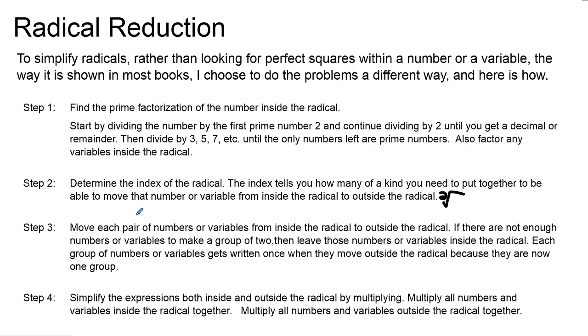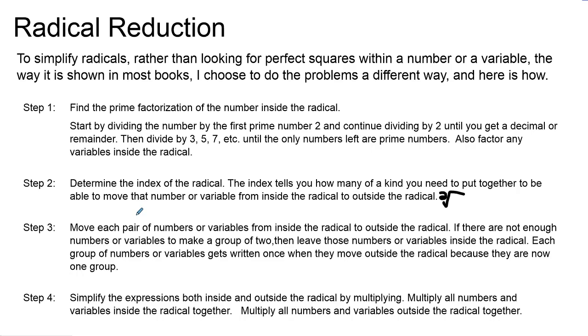Then move each pair of numbers or variables from inside the radical to outside. If there are not enough numbers or variables to make a group of 2, then leave those numbers or variables inside the radical. Each group of numbers or variables gets written once when they move outside because they are now one group. So 2 numbers becomes one group and is written outside. This is the same way GCF factoring works.